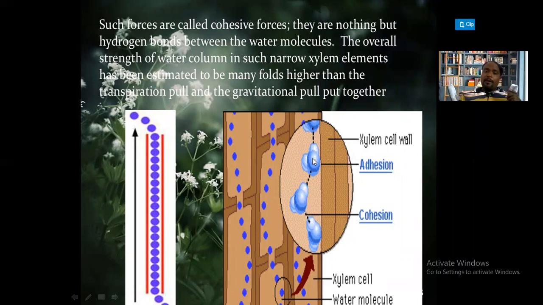Okay, this is the attraction between the two water molecules, and this is the adhesive force here, between the water molecule and the xylem cell wall. This is called adhesion. So these two phenomena are working there.